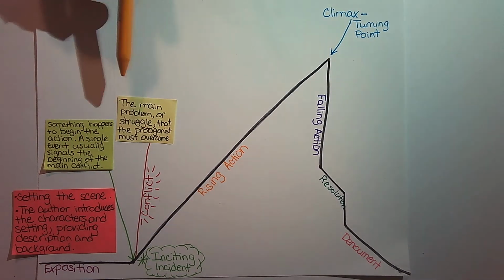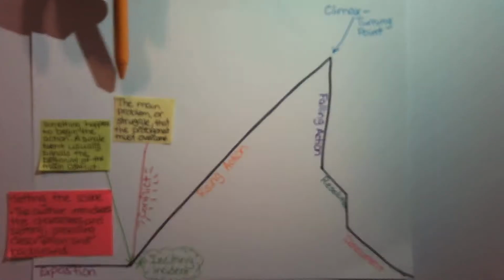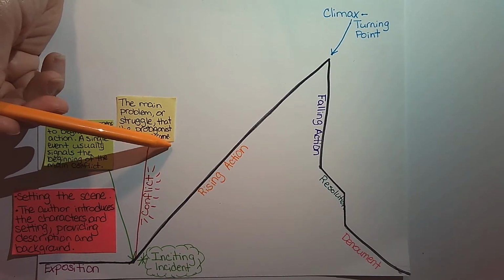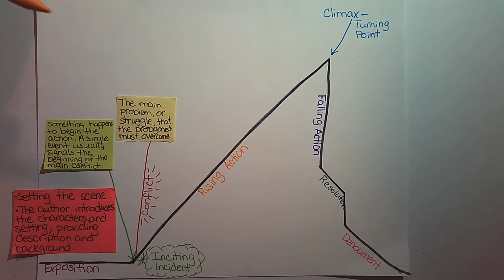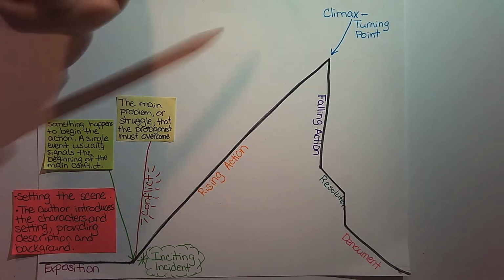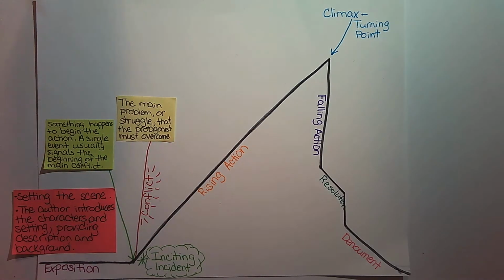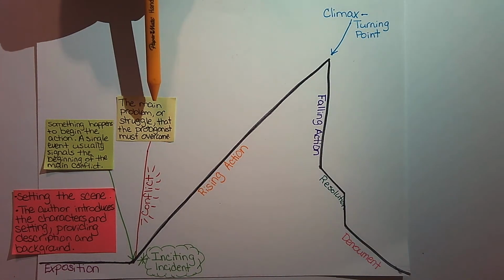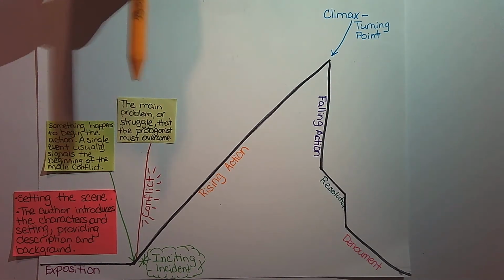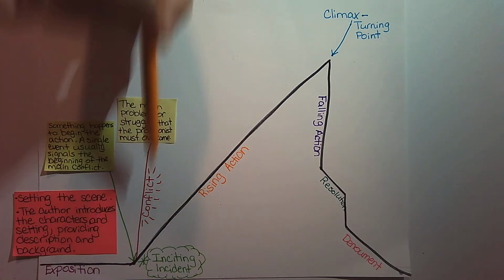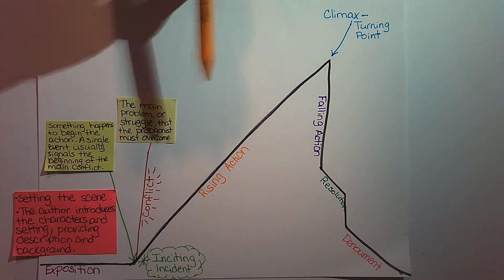The conflict, guys, is simply the main problem or the struggle that the protagonist or main character has to overcome or resolve by the end of the story. It's important to be able to identify the conflict because the conflict lets you know that the exposition, or this first part of the plot, is complete.